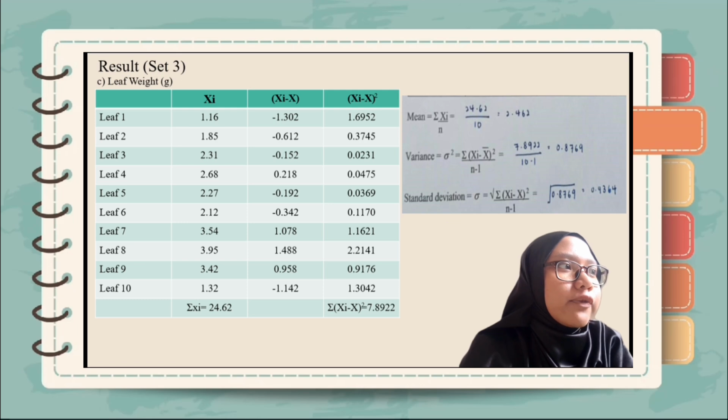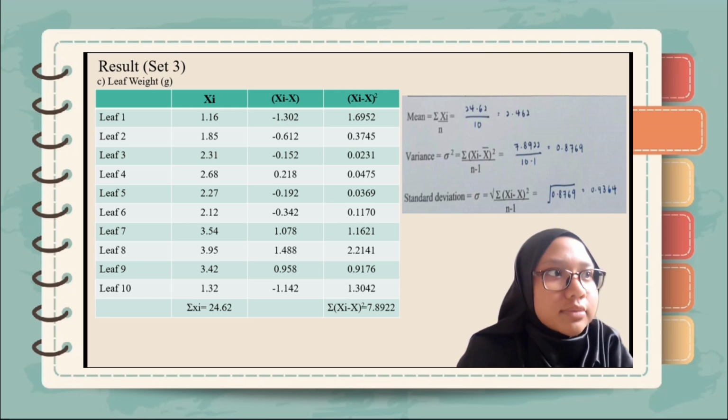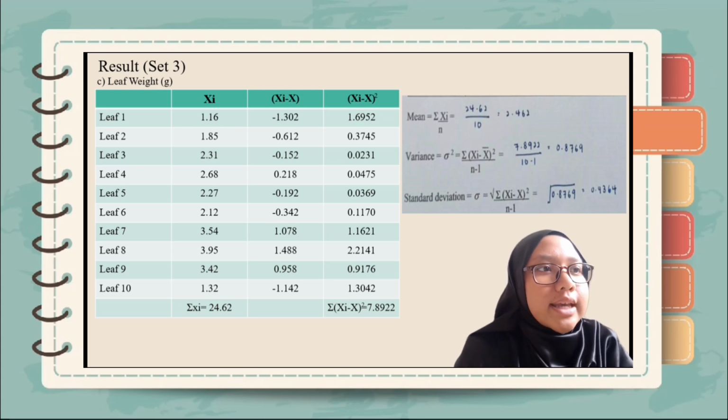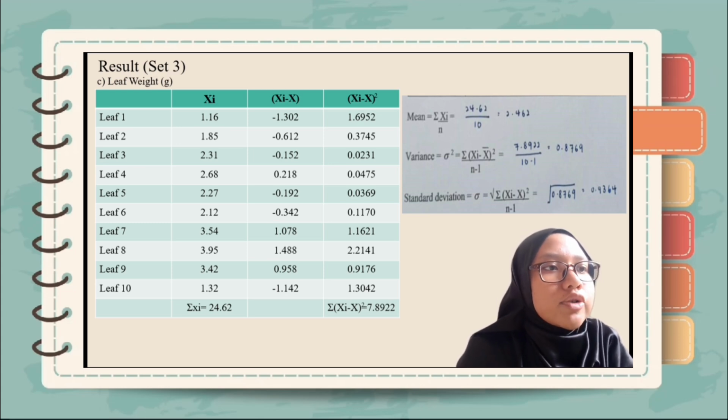And for C, which is leaf width, the data is shown in the table. So for the mean, we got 2.462. For the variance, we got 0.8769, and the standard deviation, we got 0.9364.